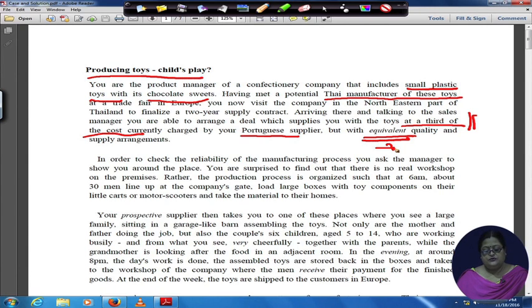So next, in order to check the reliability of the manufacturing process, you ask the manager to show you around the place. You are surprised to find out there is no real workshop on the premises. So another point is that there is no real workshop on the premises. Rather, the production process is organized such that at 6 a.m. about 30 men line up at the company's gate, load large boxes with toy components on their little carts or motor scooters and take the material to their homes.